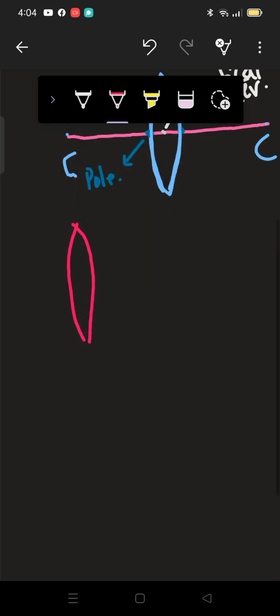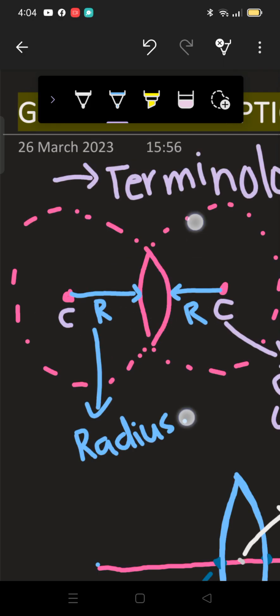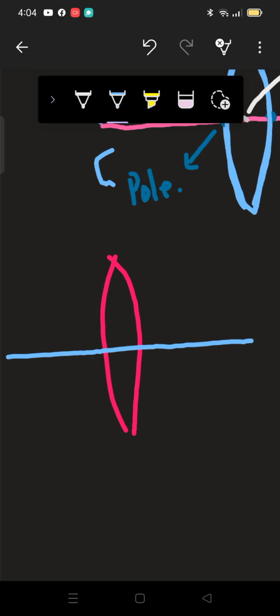So here I have a lens. Focal point or principal focus is a point on the principal axis. Let me make the principal axis here. This is the point on the principal axis at which parallel rays of light either converge or appear to converge, and it is called the focal point.